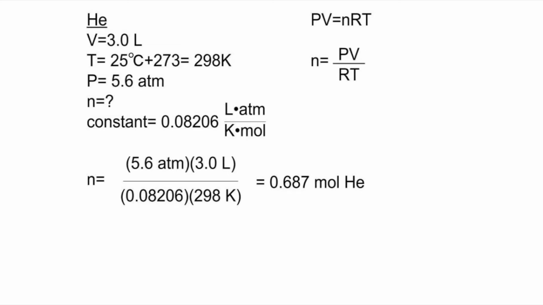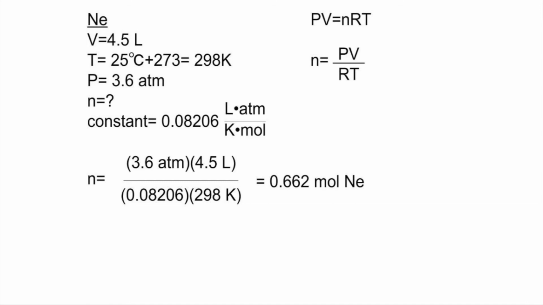Since we're dealing with more than one gas again, we can use PV equals nRT. We need to find the moles of each gas. For helium, we're given a volume of 3 liters. I converted 25 degrees Celsius to 298 kelvins, and we also have a pressure of 5.6 atm. So to solve for the number of moles, I rearranged the equation to make n equal PV over RT. By plugging in the values, you should get 0.687 moles of helium.